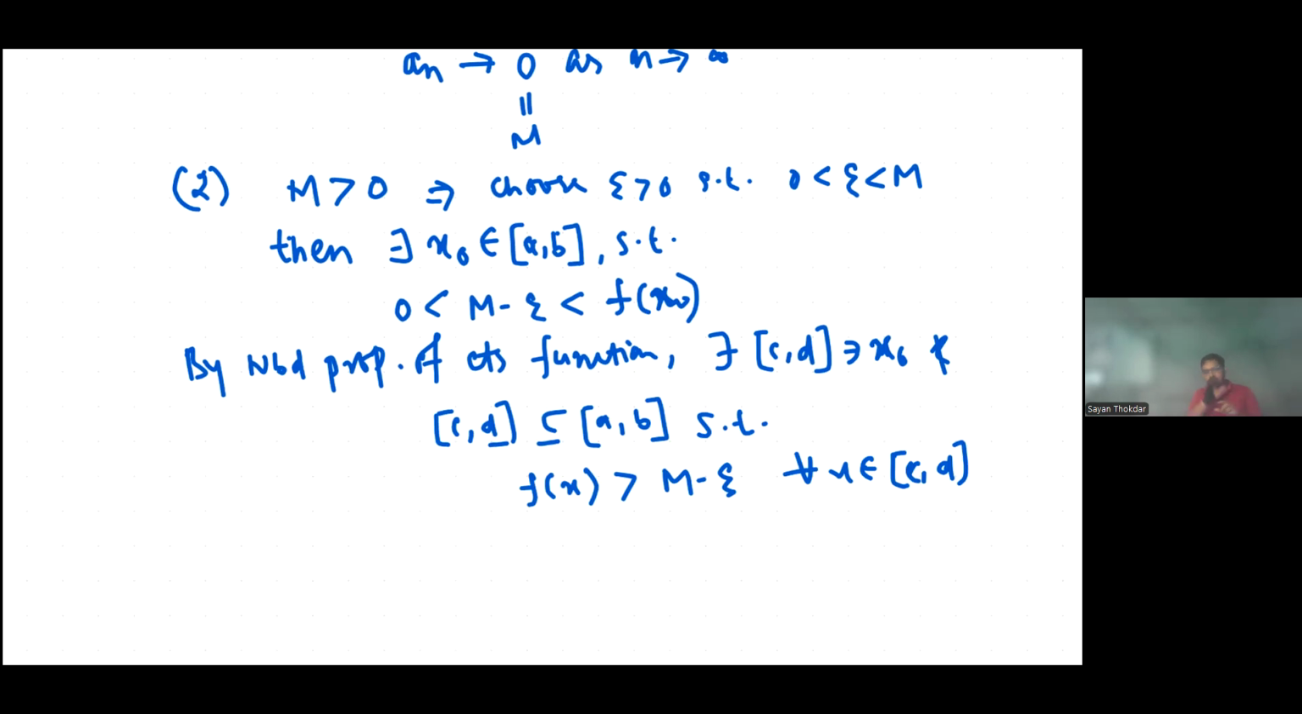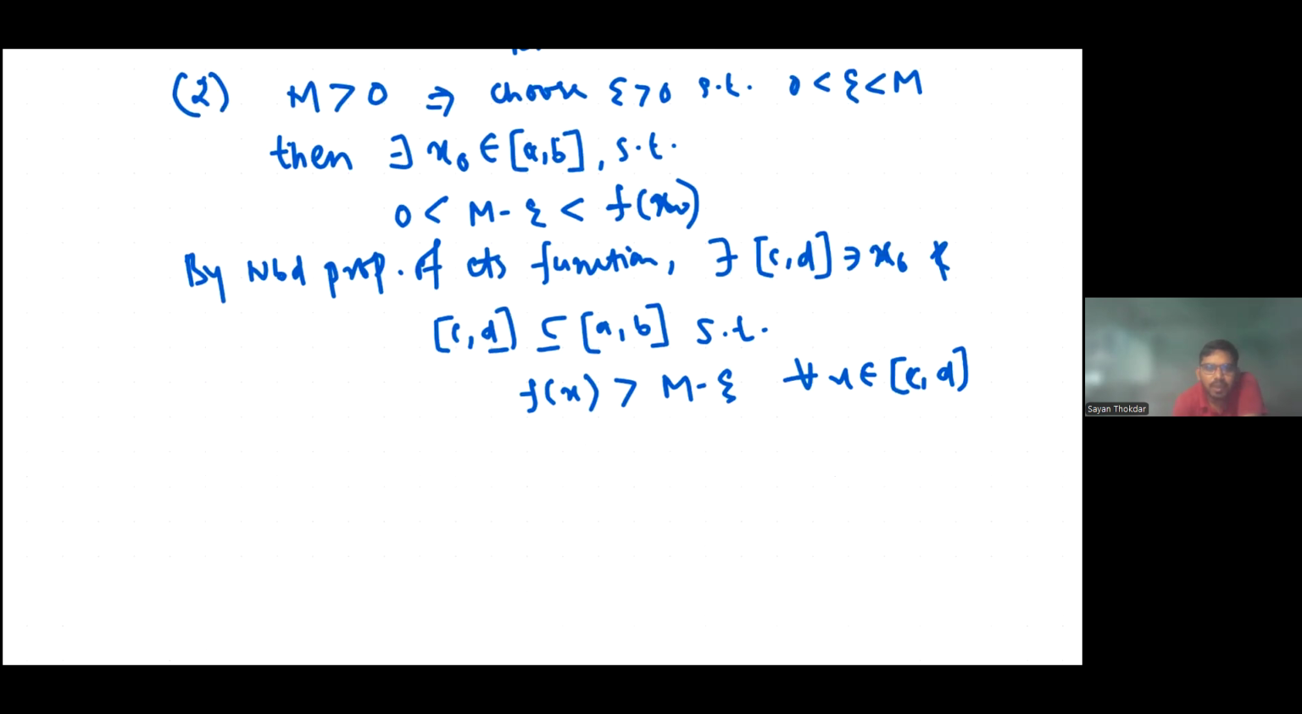Because we have to show something about the sequence, whether it is convergent or not. For M equal to 0, the case is clear. For M positive, we have to use the properties of continuous functions. Now consider that f of x is less than or equal to M.